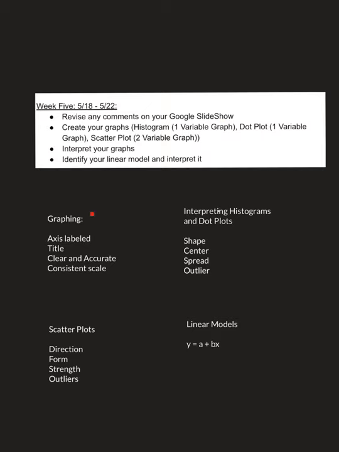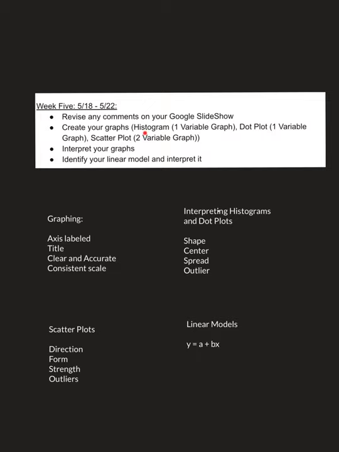And then real quick, here are the 4 things that you need in order to get a 4 for your graphing. You need your axes to be labeled, you need to have a title, your graphs need to be clear and accurate, and you need to have a consistent scale for both your x and y axes. Okay?